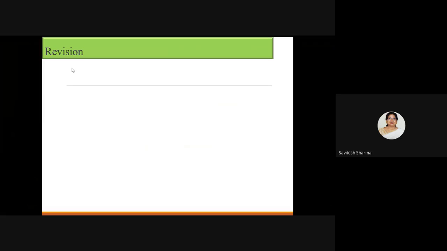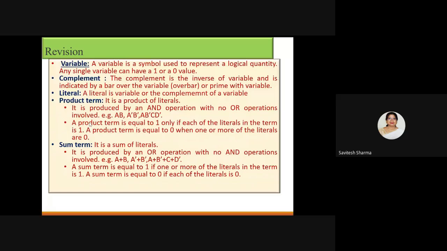Good morning, everyone. Yesterday we discussed variables, complements, and literals. So what is a variable? We already discussed. A variable is a symbol used to represent a logical quantity. Any single variable can take 1 or 0.